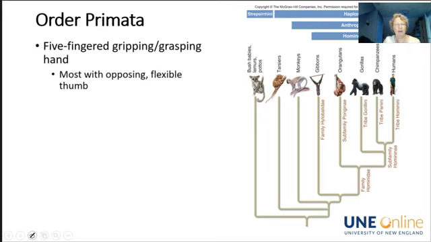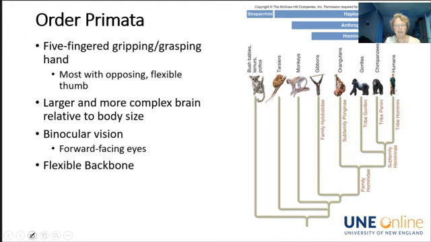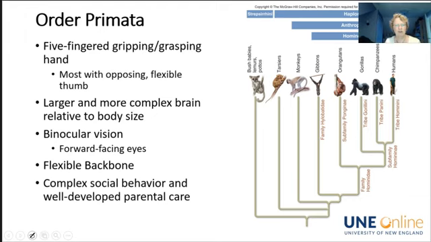The characteristics for the primates are our five-fingered gripping or grasping hand, most with that opposing flexible thumb. Larger and more complex brain relative to body size. Binocular vision, eyes on the front of our face, forward-facing eyes rather than going out to the side, gives us depth perception. A flexible backbone. Our backbone has more flexibility than most of the other mammals. And complex social behavior and well-developed parental care.